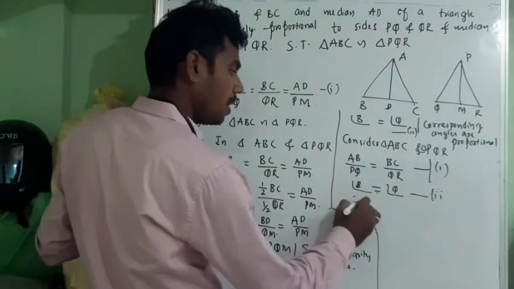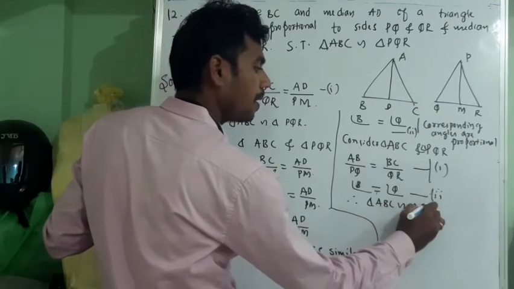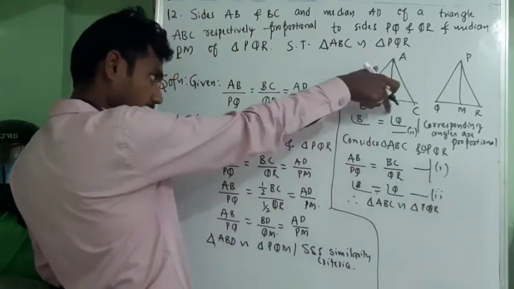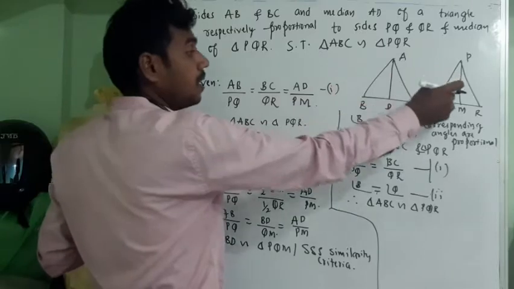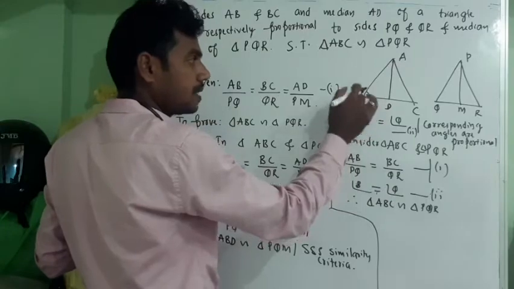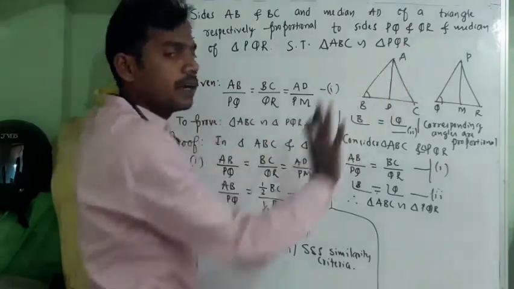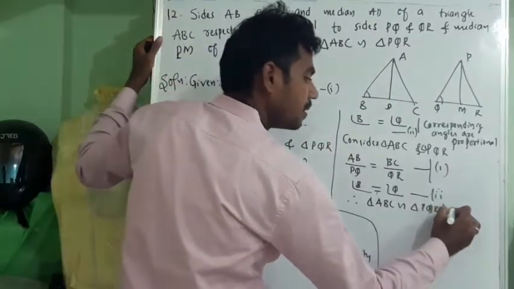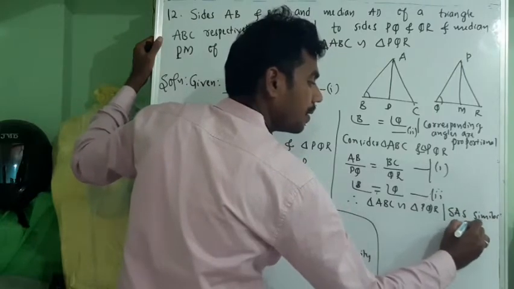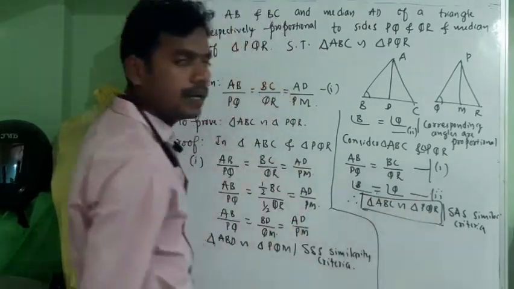Now, therefore, triangle ABC is similar to triangle PQR because one angle of this triangle is equal to angle of the other triangle, and their included sides are proportional. What can I write? See that, SAS similarity criteria. Through SAS similarity criteria, triangle ABC is similar to triangle PQR.